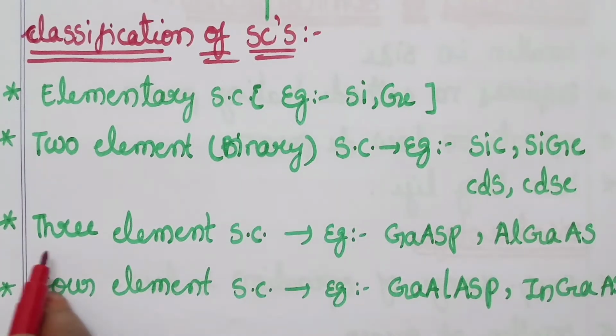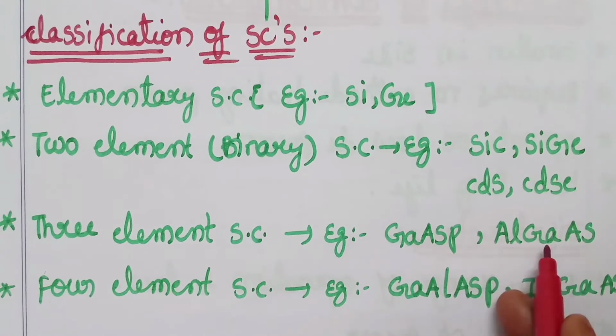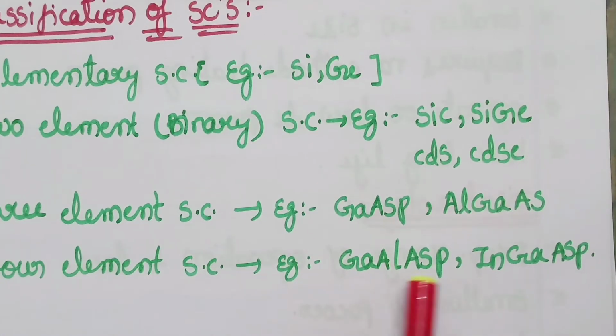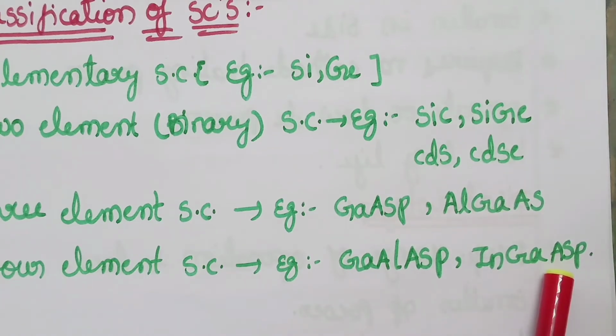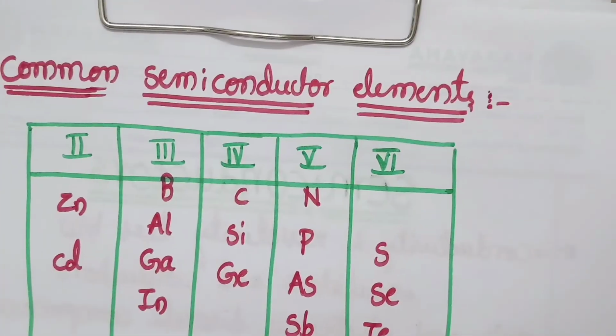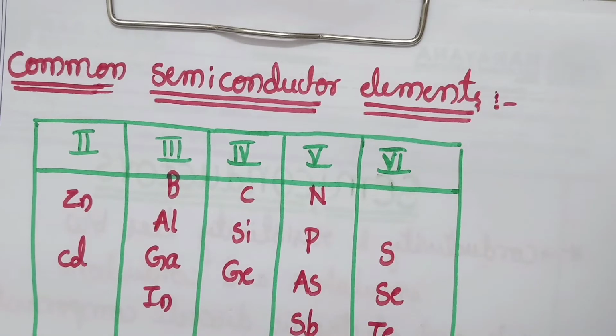And next one, we have three element semiconductors. For example, we can combine three elements, say gallium, arsenic, phosphorus and aluminum, gallium, arsenic. Similarly, we have four element semiconductors, for example gallium, aluminum, arsenic, phosphorus and indium, gallium, arsenic, phosphorus. So, finally, we can say that the classification is mainly based on the number of elements used, and they are from groups 2nd, 3rd, 4th, 5th and 6th. The elements in those groups are recombined to form the semiconductors.